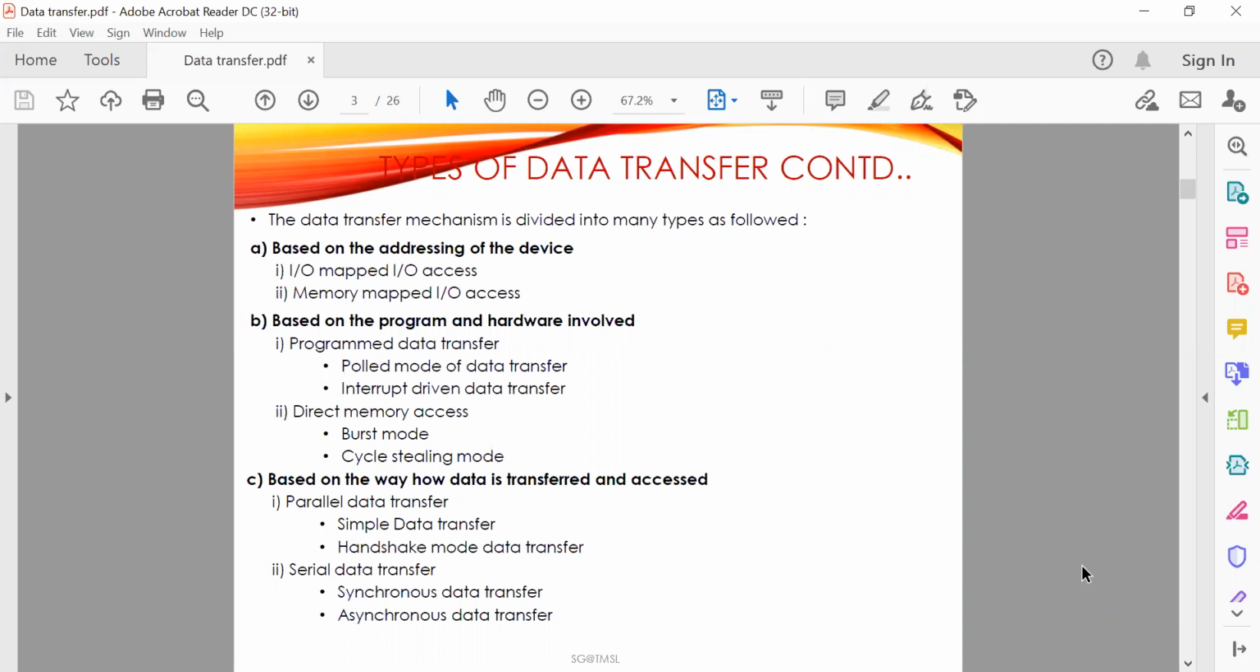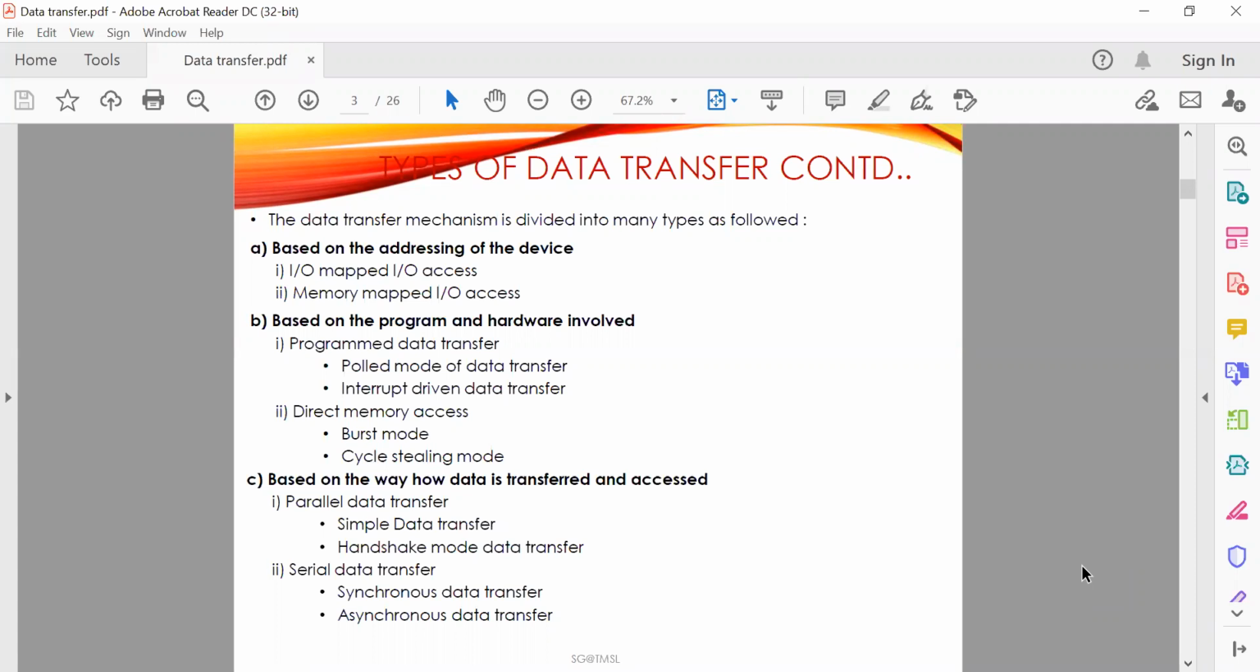Have you heard about this DMA, direct memory access? Anyone? Have you heard about this technique, direct memory access? Have you any idea what that is? Can you tell me? Can you remember it?